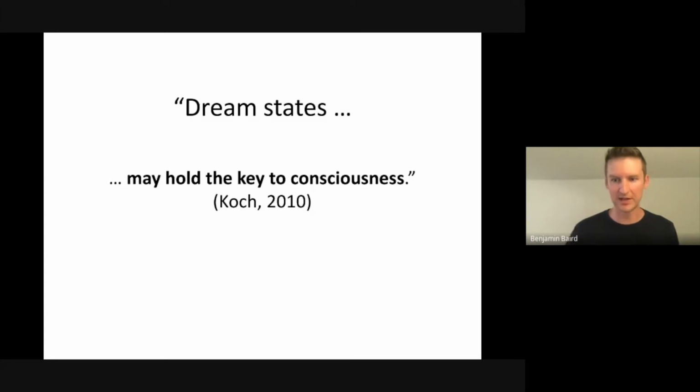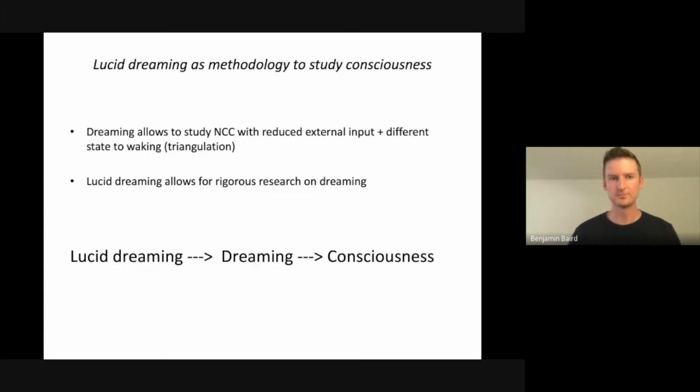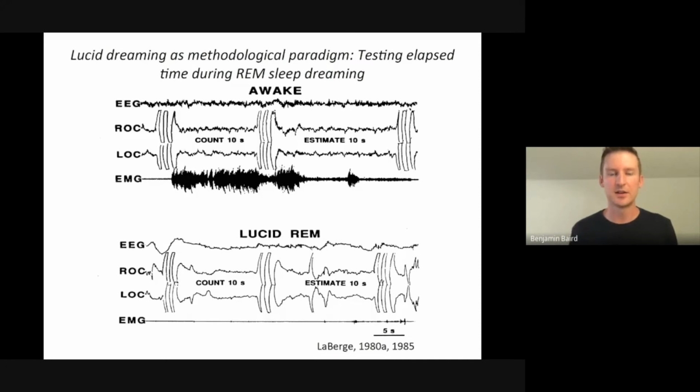Dream states may hold the key to consciousness. And basically, I think that dreaming allows us to study the neural correlates of consciousness in a state of the brain where there's very little input coming into the cortex. So it's very useful because we can rule out a lot of the brain regions which are just involved with processing that external input. And it's also a different global brain state to wakefulness. So it's very useful for theory building and testing. And so we can say that dreaming is very useful for consciousness, and lucid dreaming really allows us to do rigorous research on dreaming in a way that's not possible any other way. I'll give an example of that from one of our recent studies here. So lucid dreaming lets us study dreaming, which lets us study consciousness, is kind of the idea. This is one of my favorite findings from LaBerge in the early 80s.